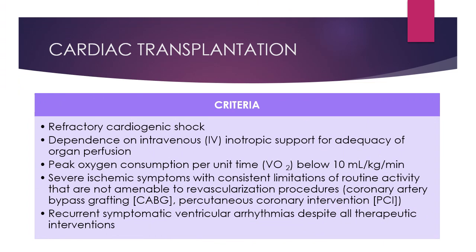Cardiac transplantation, and what is the criteria? Any patient with refractory cardiogenic shock, dependence on intravenous inotropic support for adequacy of organ perfusion, peak oxygen consumption, that is VO2, below 10 ml per kg per minute, severe ischemic symptoms with consistent limitations of routine activity that are not amenable to revascularization procedures, CABG or PCI, recurrent symptomatic ventricular arrhythmias despite all therapeutic interventions. These are the major criteria listed here for patients eligible for cardiac transplantation.